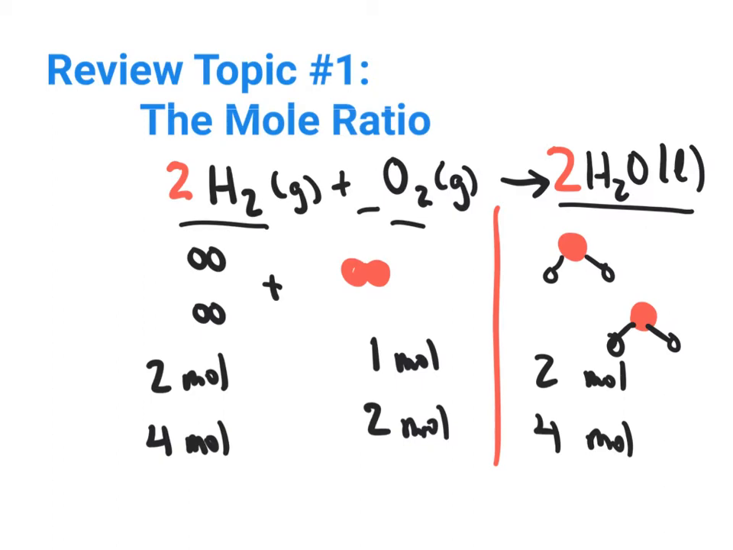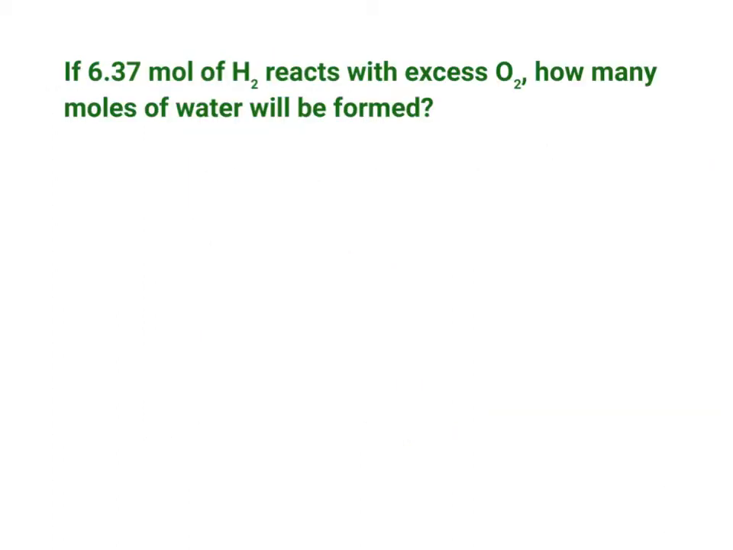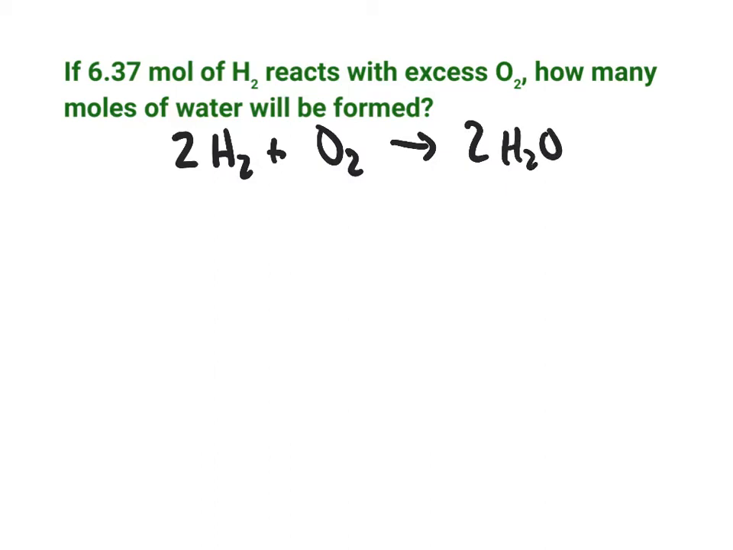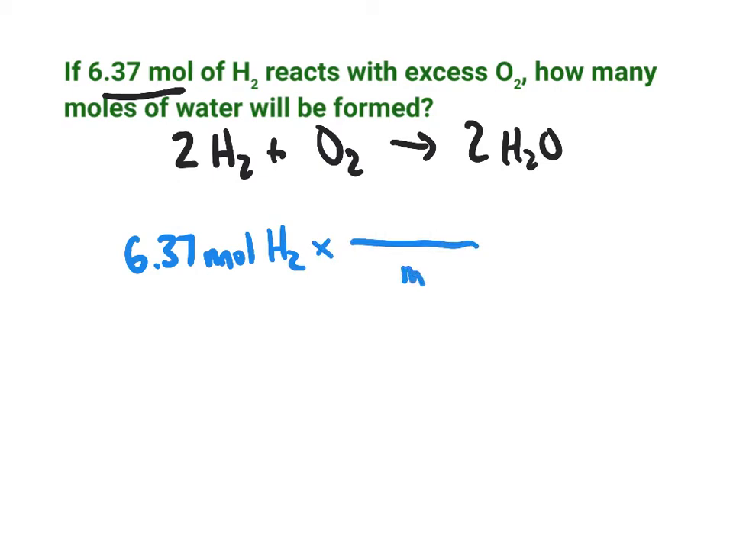So of course we don't have perfect amounts of things, so we'll say if we have 6.37 moles of hydrogen gas and excess oxygen gas, we'll talk about what that means later, how many moles of water will be formed? So of course we're always going to start with a balanced equation, which in this case is 2H2 plus O2 gives me 2H2O. And we take our starting thing, we start with 6.37 moles of hydrogen gas. We multiply it by our mole ratio. We're trying to convert moles of hydrogen gas into moles of water.